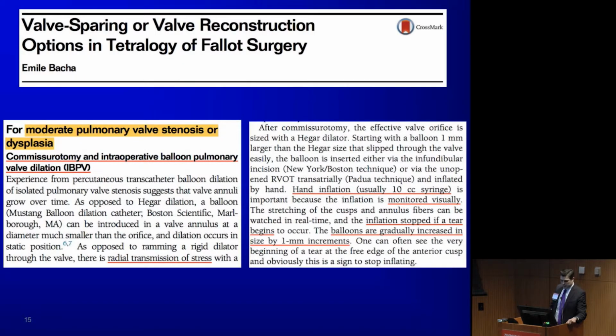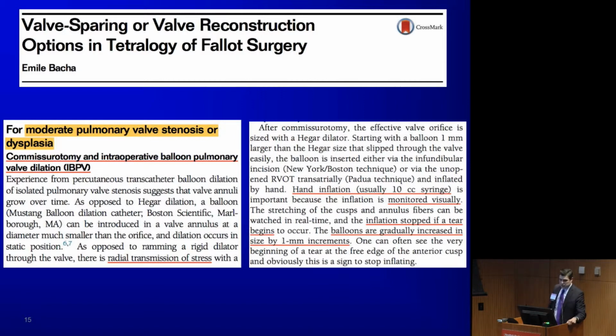So for moderate pulmonary valve stenosis, this is where we're talking about adding in the intraoperative pulmonary valve dilation, balloon valve dilation. And I think this is an important thing that we found, as opposed to just ramming in a bunch of different Hager dilators. The nice thing about using the balloon pulmonary valve dilation is that it really provides a radial transmission of the stress across the entire annulus.